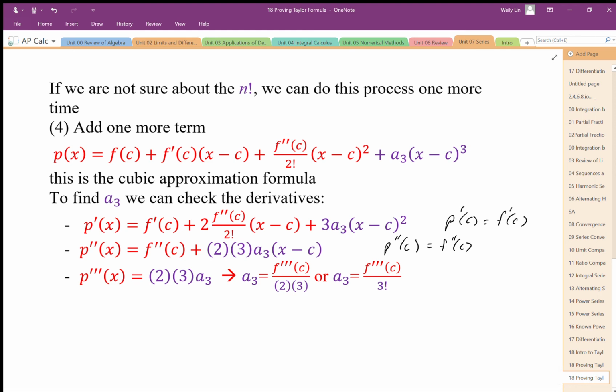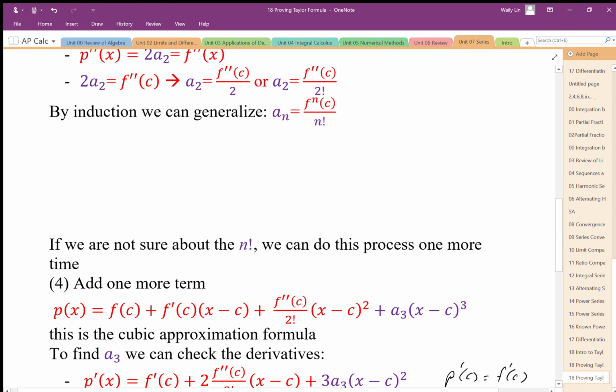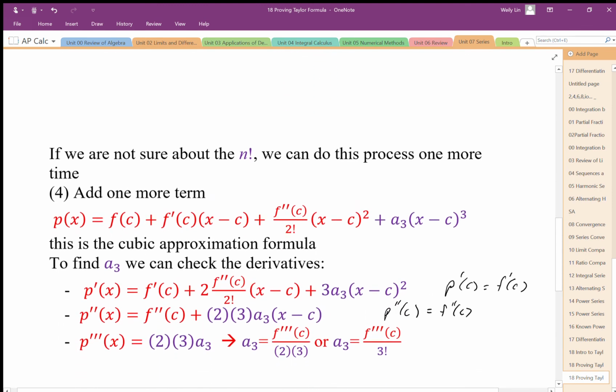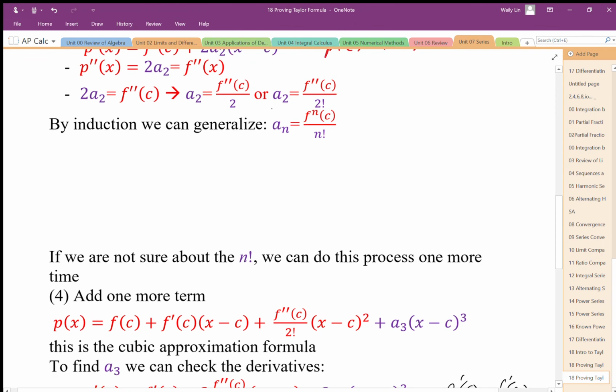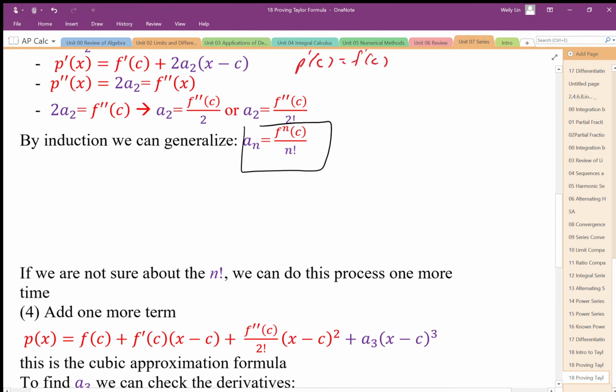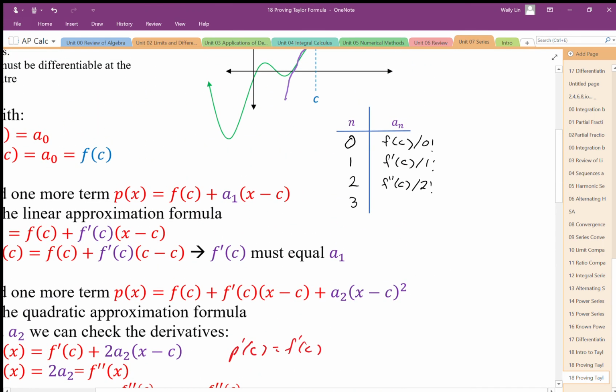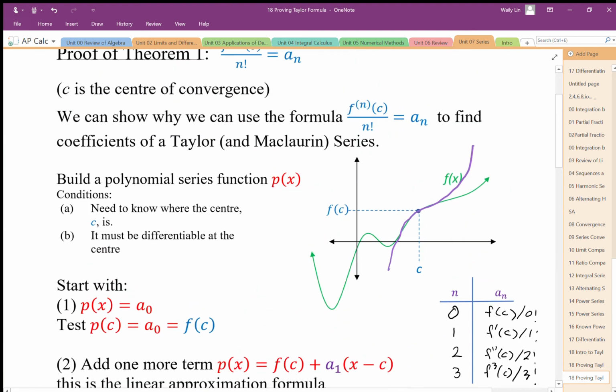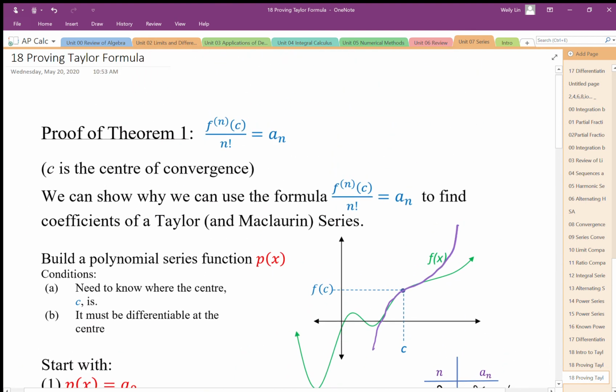So I've got the same iteration going on for the next go. Then again, by further induction, in fact, we can justify our theorem 1 formula. If we take a look at our table here, we ended up with f, the third derivative, divided by 3 factorial. And so thus we can justify theorem 1 using this kind of induction process.